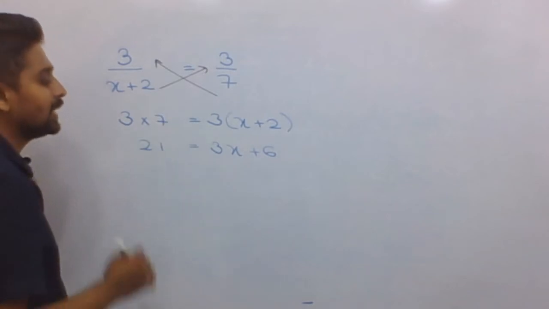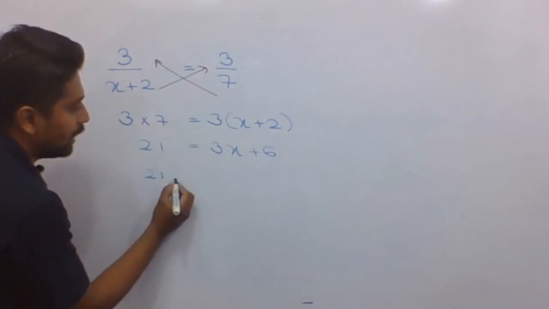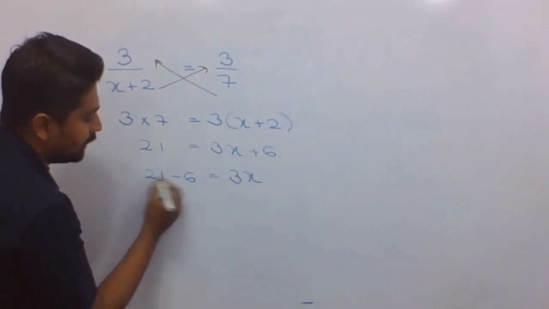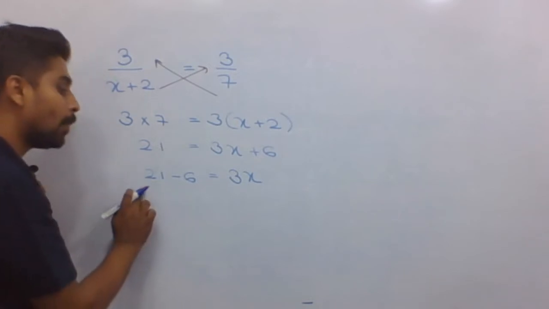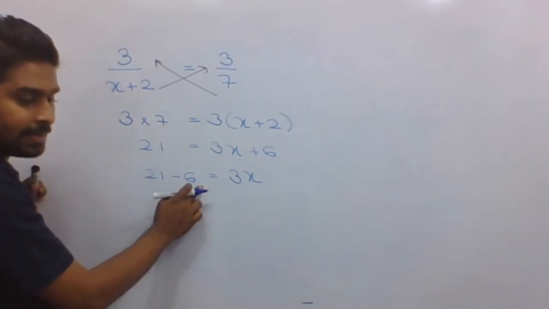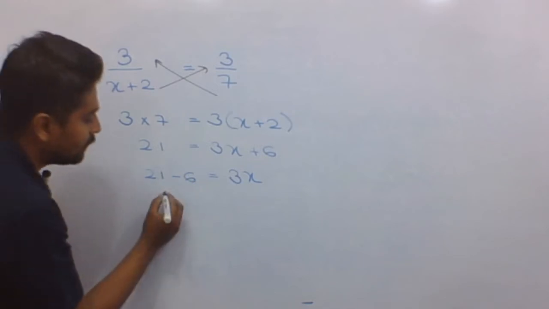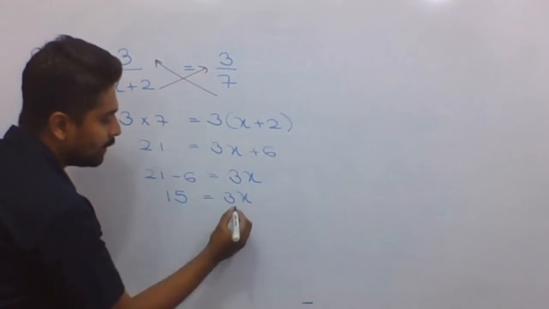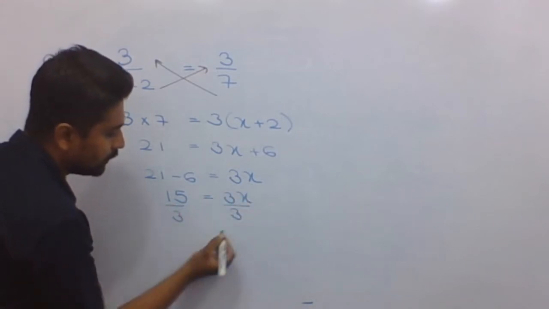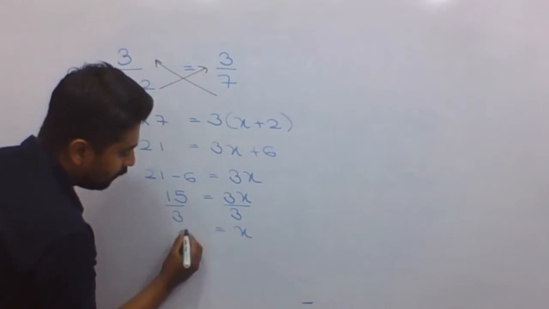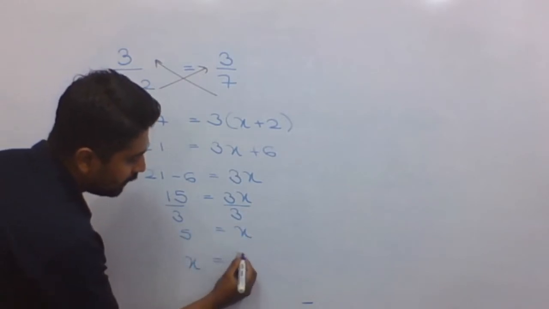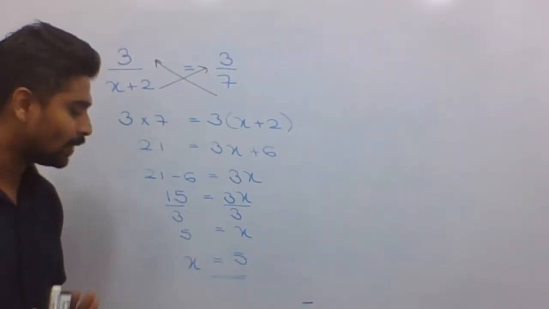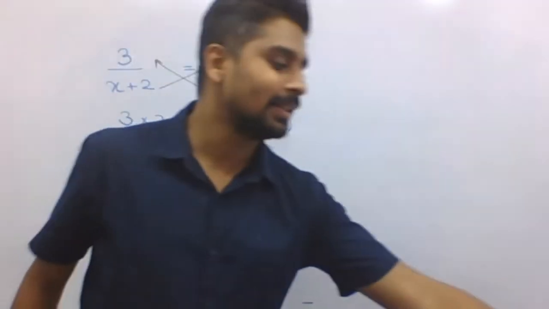Now I am bringing this 6 to other side, right? Then 21 minus 6, because it's plus 6 now, equal 3x. Then 21 minus 6 is what? If you subtract 6 from 21, what is the answer? 15. So 15 equal 3x. Now divide both sides by 3. So you know that here x equal 5. Normally we are writing unknown term first, so you can write x equal 5. Right? Okay.